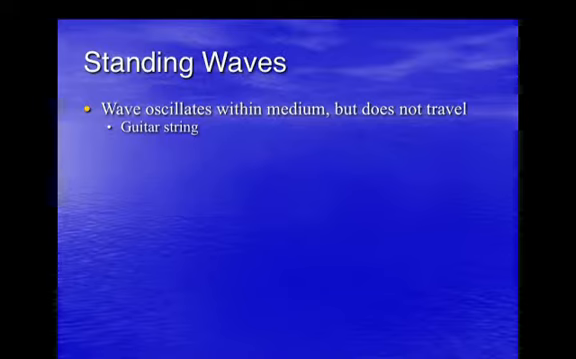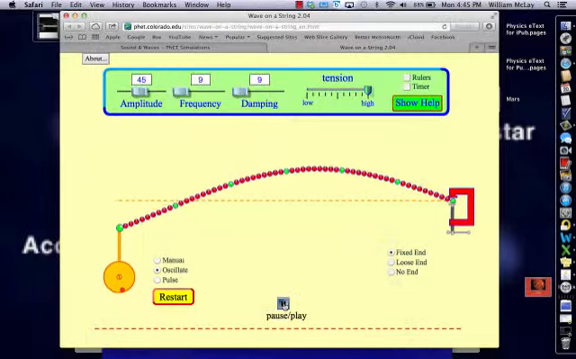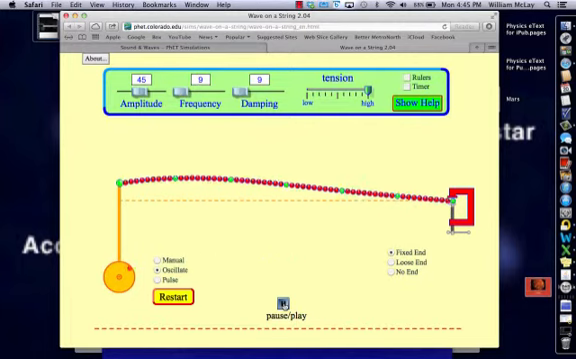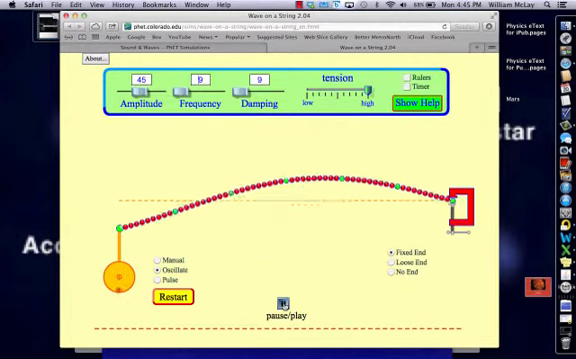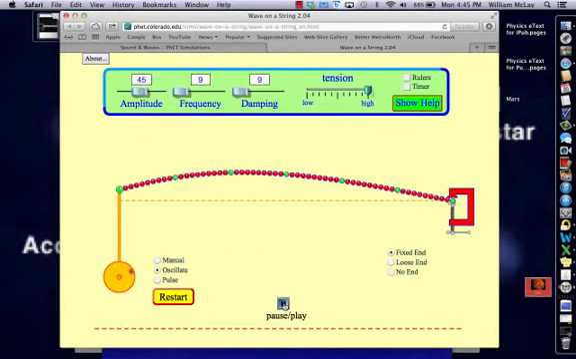For example, like plucking a guitar string. When you pluck it, it's a vibration, an input of energy. The guitar string vibrates, but the wave that's there just oscillates up and down. It doesn't really go anywhere. This would be an example of a standing wave, one that is simply like a guitar string oscillating up and down within the medium.